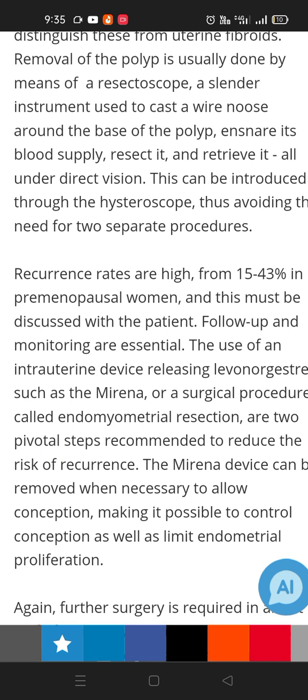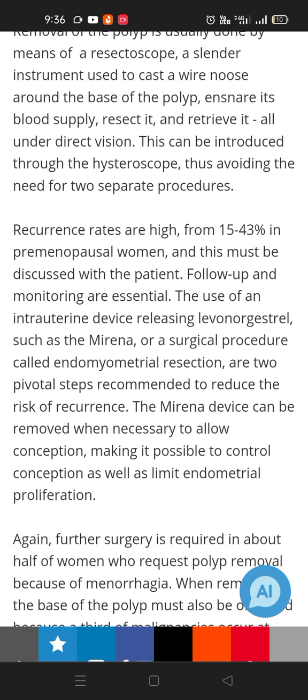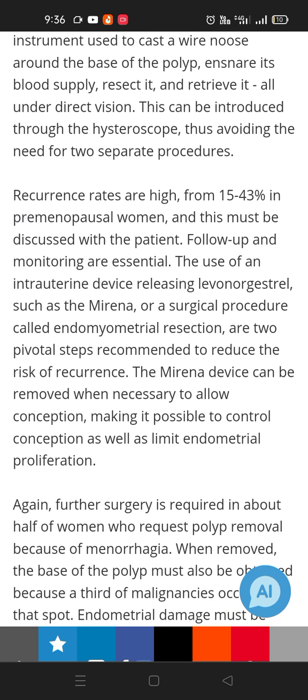In postmenopausal women, as we know, there is peripheral aromatization and conversion of androgens to estrone. This is low quality estrone, and this in turn can lead to formation of endometrial polyps, and the patient might present with postmenopausal bleeding. The recurrence rate is high, and follow up is definitely important. The Mirena can be used inside, because the Mirena has levonorgestrel, and it causes atrophy of the endometrium, and in this way the risk of formation of polyps is not there.